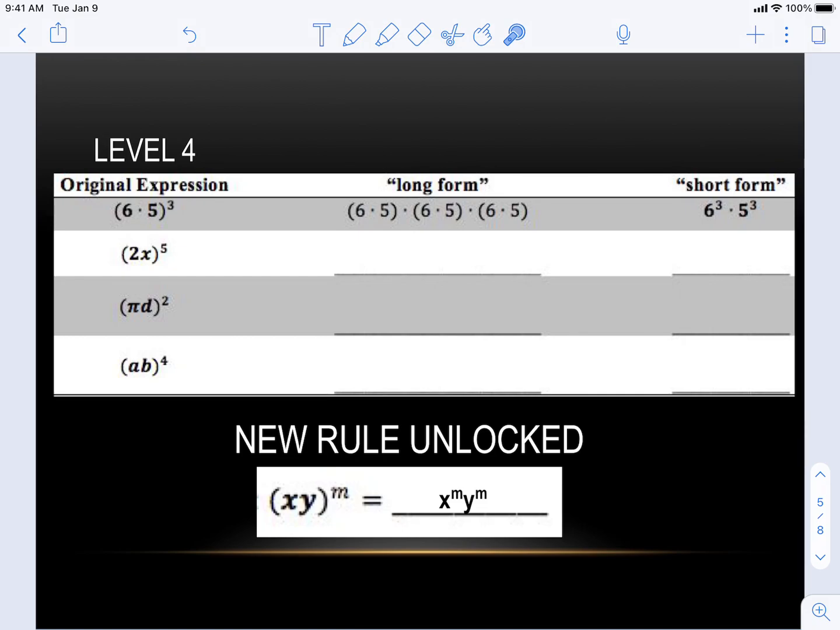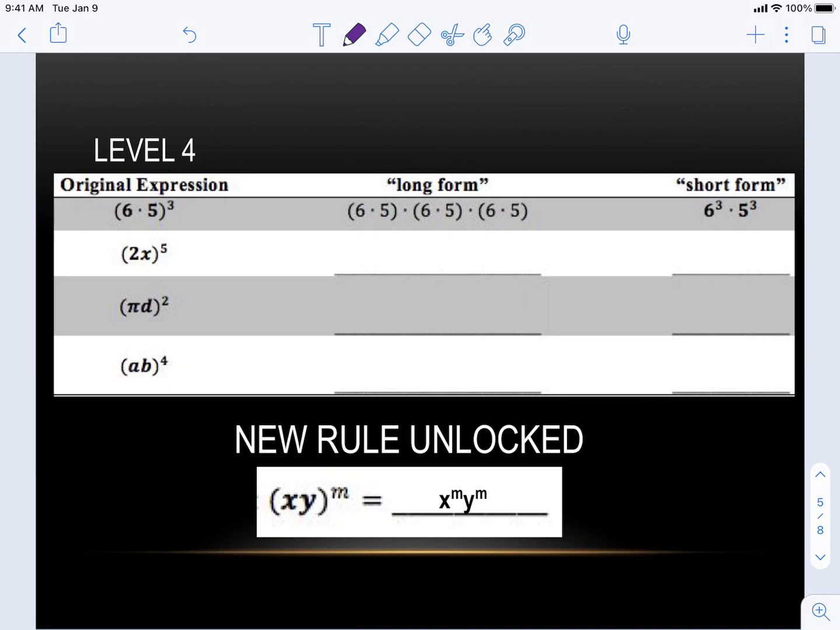And you can see that you're taking what's in parentheses and you're cubing it, so there's 3 of them, right? 3 sets of parentheses. Well, then I've got 3 total 6s, so 6 cubed, and 3 total 5s, so 5 cubed. We can kind of do the same thing here with the next one down.